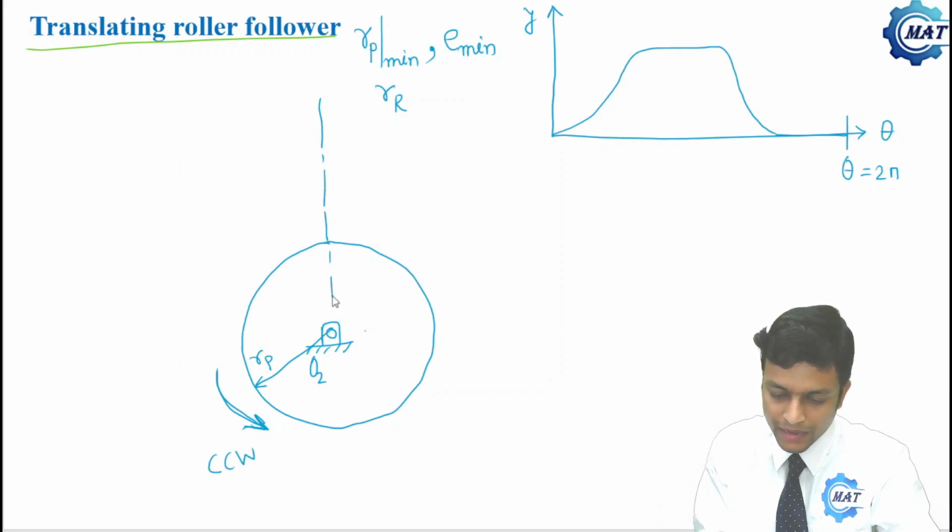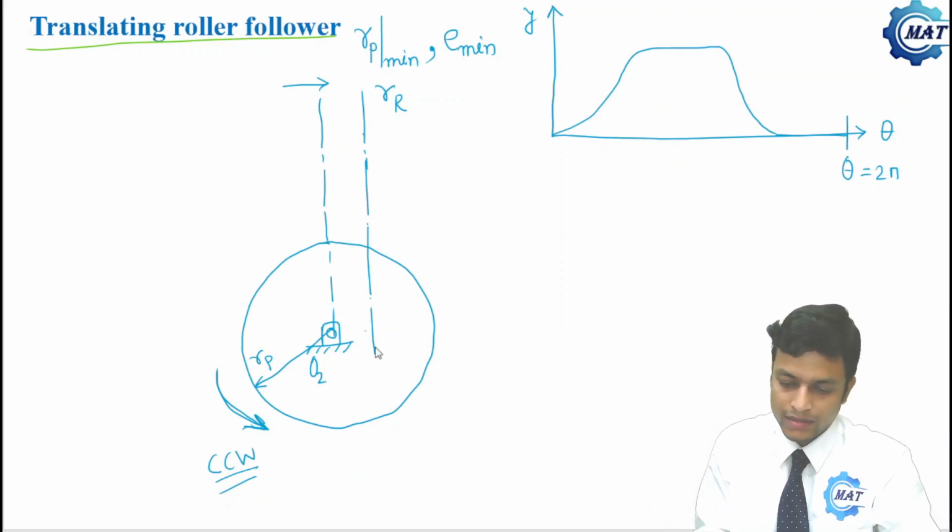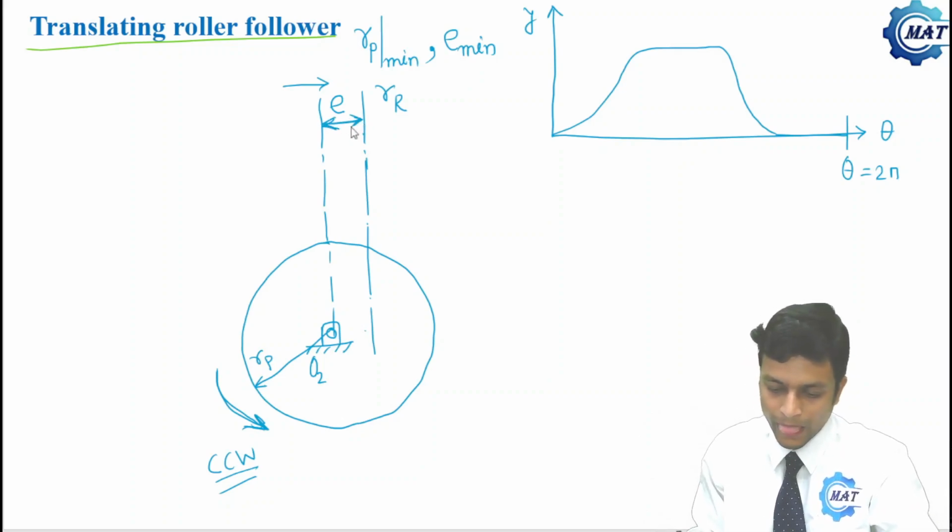As E min is given, and E is positive when the cam is rotating in the counterclockwise direction, that is on the right hand side from this line. So here this is the follower axis, that is this distance is E. So this is E, the value of offset.